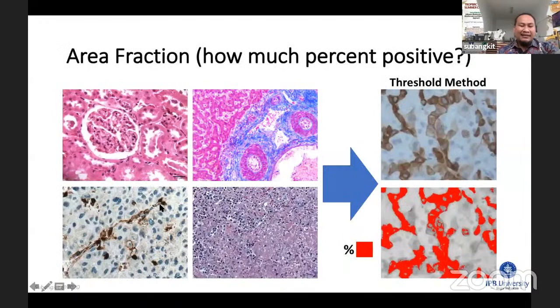And then we can calculate the expression of some protein or some marker. For example, if we want to calculate fibrosis, we just use the percent or area fraction, how many percent of fibrosis expression is in one slide, and also immunohistochemistry. By the threshold method, we can calculate more precisely the proportion of the positive cells to the negative area.